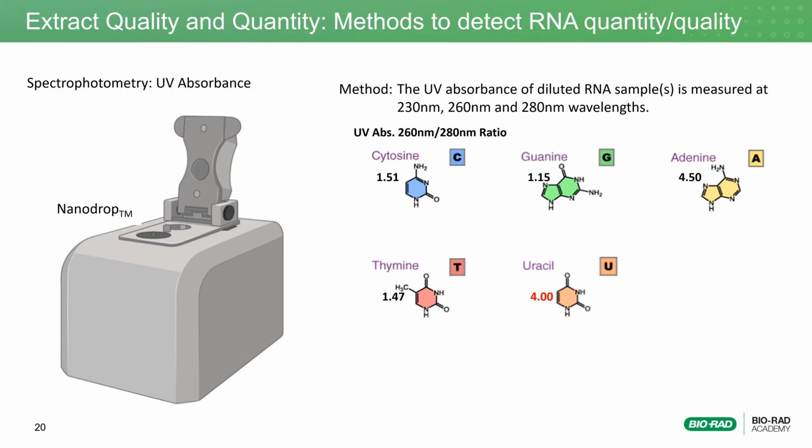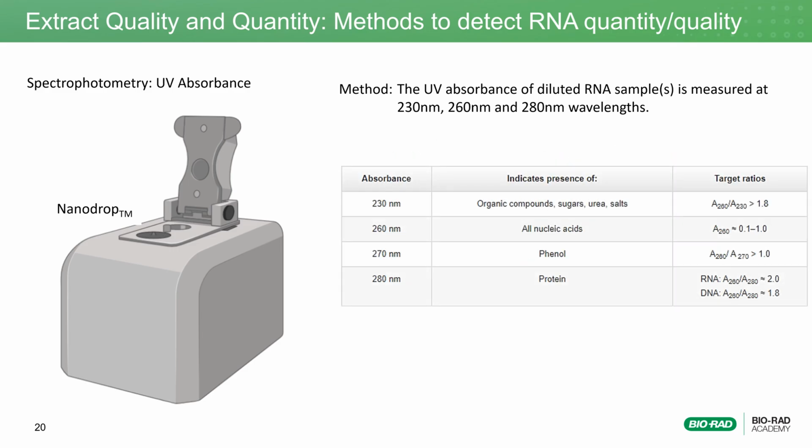When testing a nucleic acid sample using the 260 to 280 ratio, values of RNA should approximate 2, whereas values for DNA should approximate 1.8. This is the general rule of thumb when testing an RNA sample for presence of pure RNA or pure DNA. Thus, the 260 to 280 nanometer ratio can provide some insight into the purity of the sample regarding whether DNA or even other molecules such as protein are present.